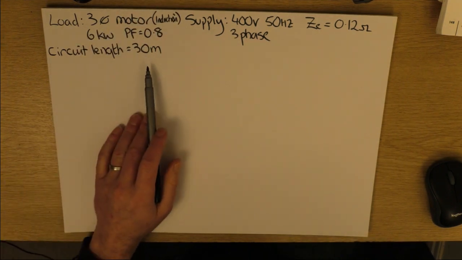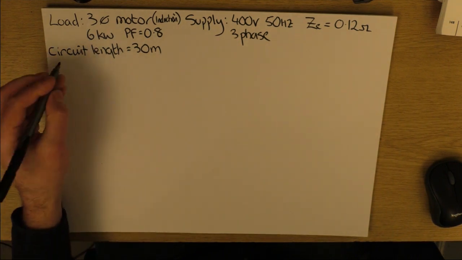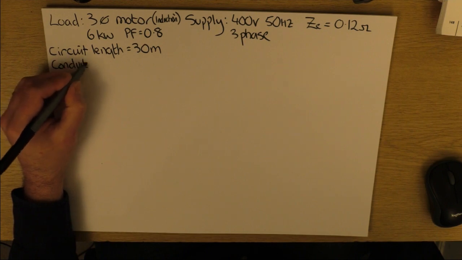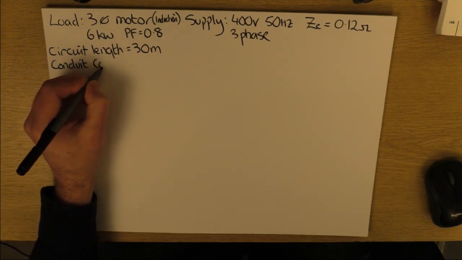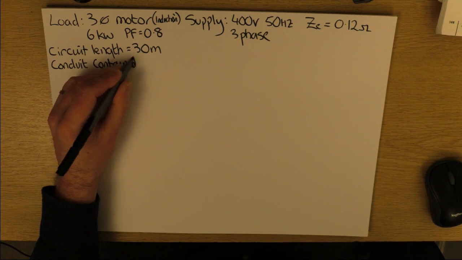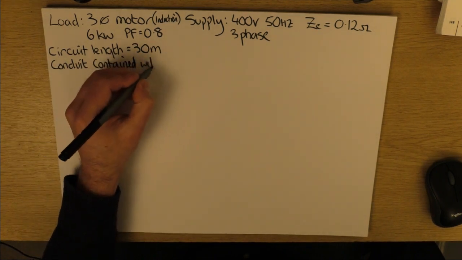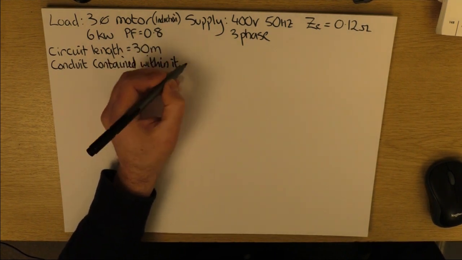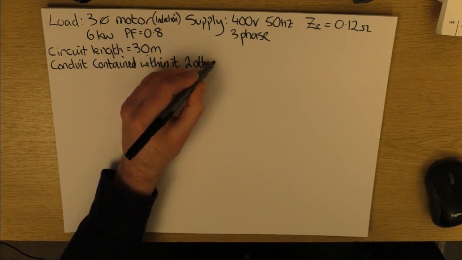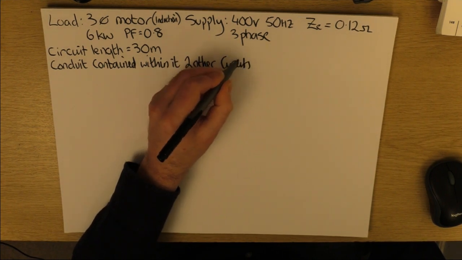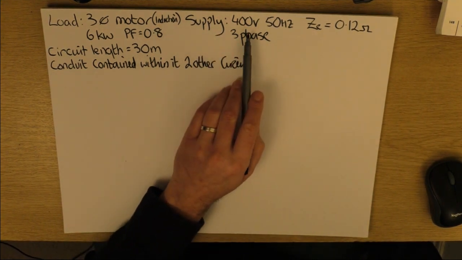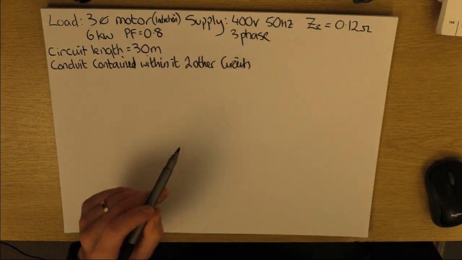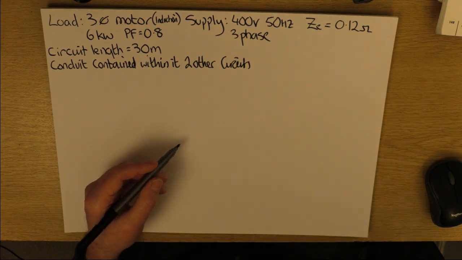Our circuit length is going to be 30 meters, and we can use some existing conduit that has contained within it, let's say two other circuits. Our supply is 400 volts, 50 hertz, three phase, and we got a ZE of 0.12 ohms.